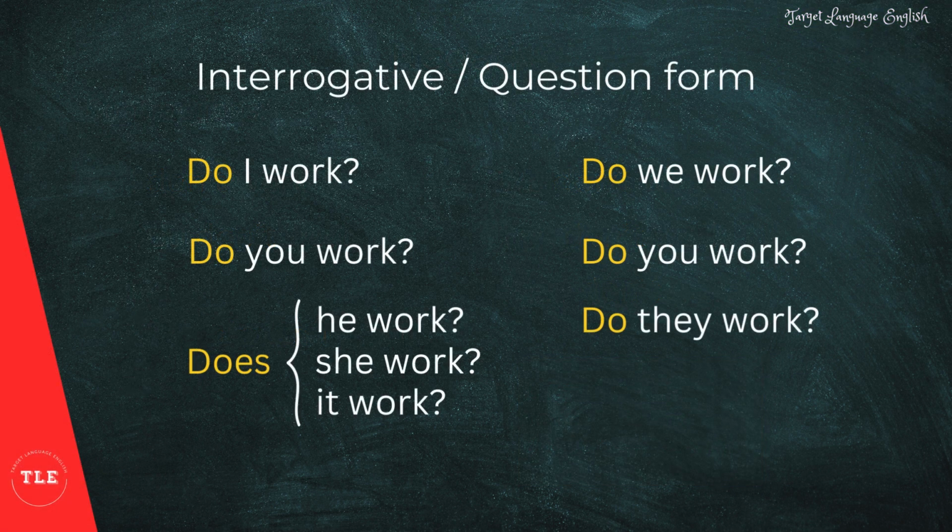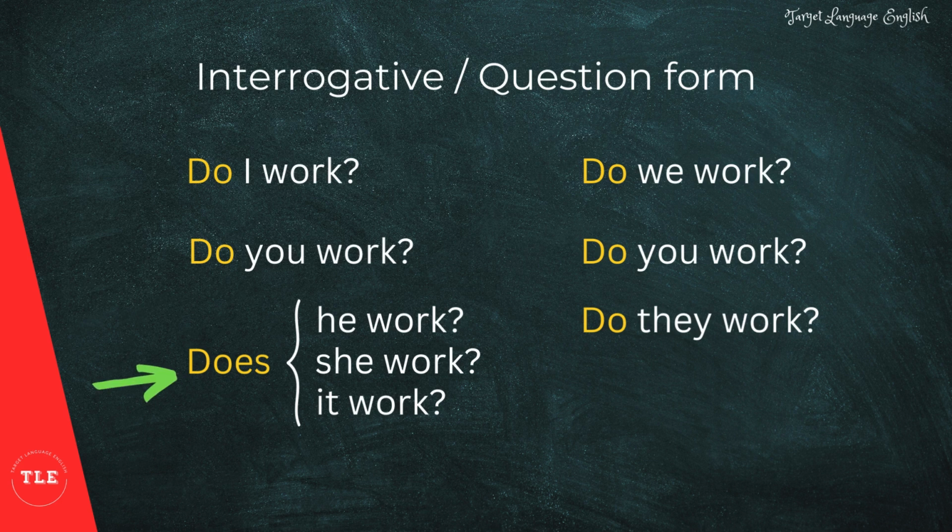Our next stop is the interrogative form or the question form. Again, we need the verb do. Do I work? Do you work? Does he work? Does she work? Does it work? Do we work? Do you work? Do they work?